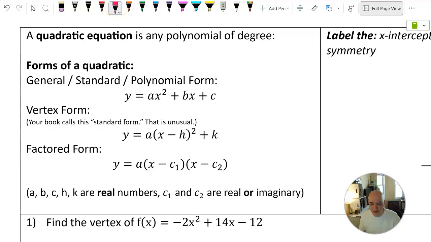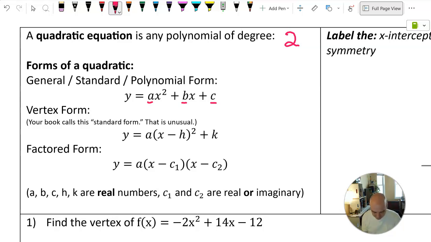A quadratic equation is defined as any polynomial of degree 2. Remember that degree is the highest exponent on a variable in that type of equation. There are three main forms of quadratic equation that you're going to see in this world. The first is called general form or polynomial form, or sometimes standard form, although standard form is used for a lot of different versions, so maybe it's best to just avoid calling things standard. But that form is where it looks like ax squared plus bx plus c. You've seen this before if you've used the quadratic formula.